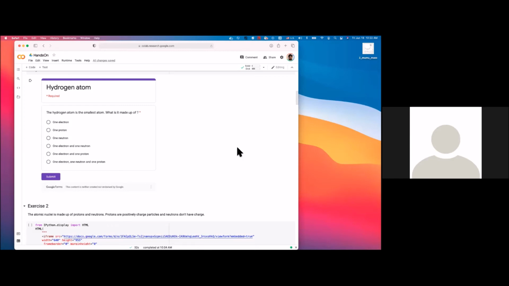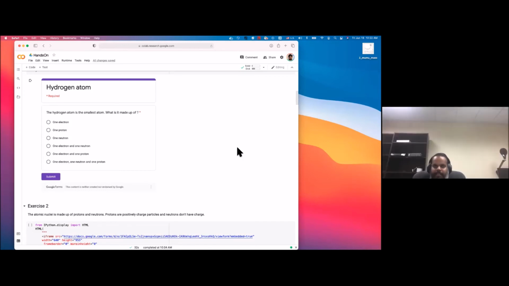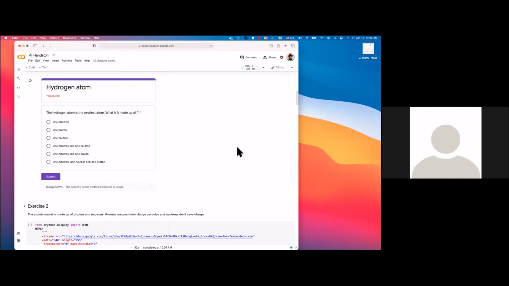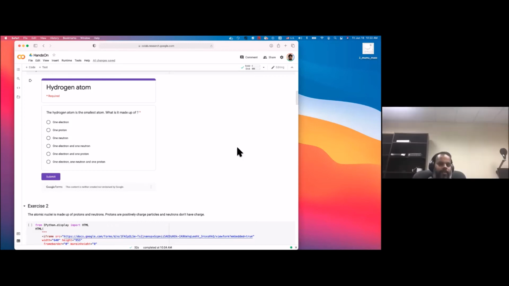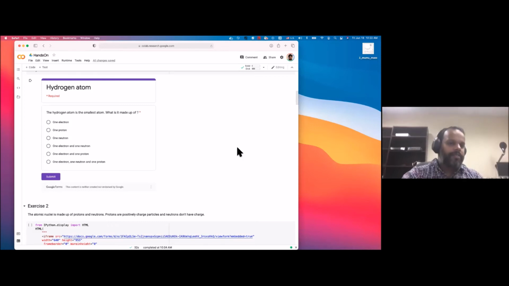Okay. So, yes. Isotopes can be radioactive also, right? How do we identify whether an isotope is radioactive or not? I don't think I said anything about radioactivity. Let me try to find this.